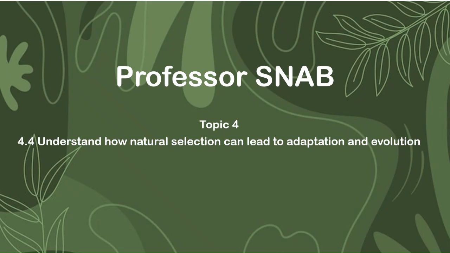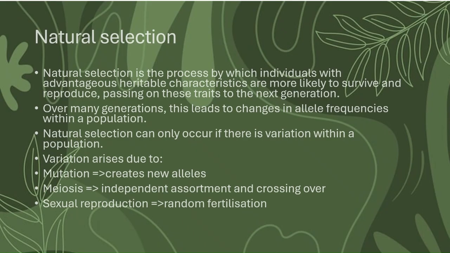So today we're understanding how natural selection can lead to adaptation and evolution. Natural selection is the process by which individuals with advantageous heritable characteristics are more likely to survive and reproduce, passing on these traits to the next generation. Over many generations, this leads to changes in allele frequencies within a population.